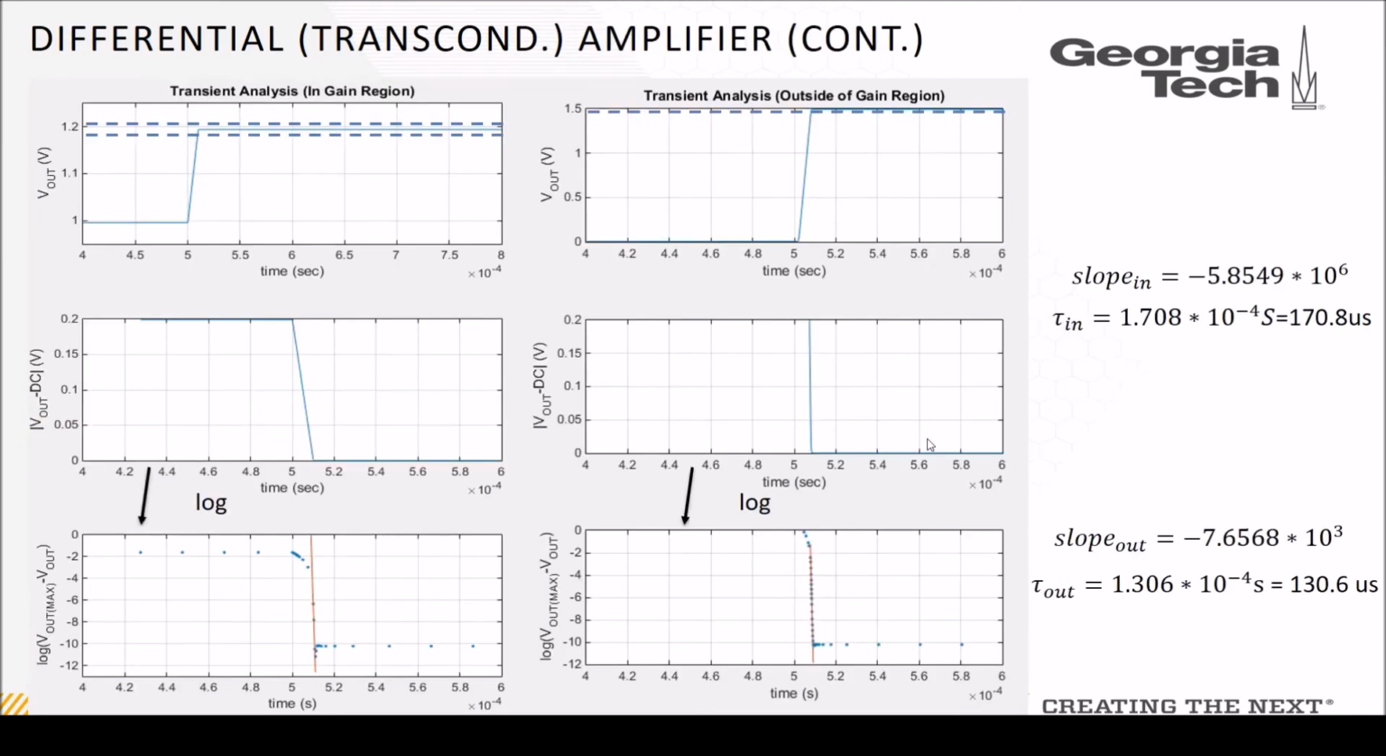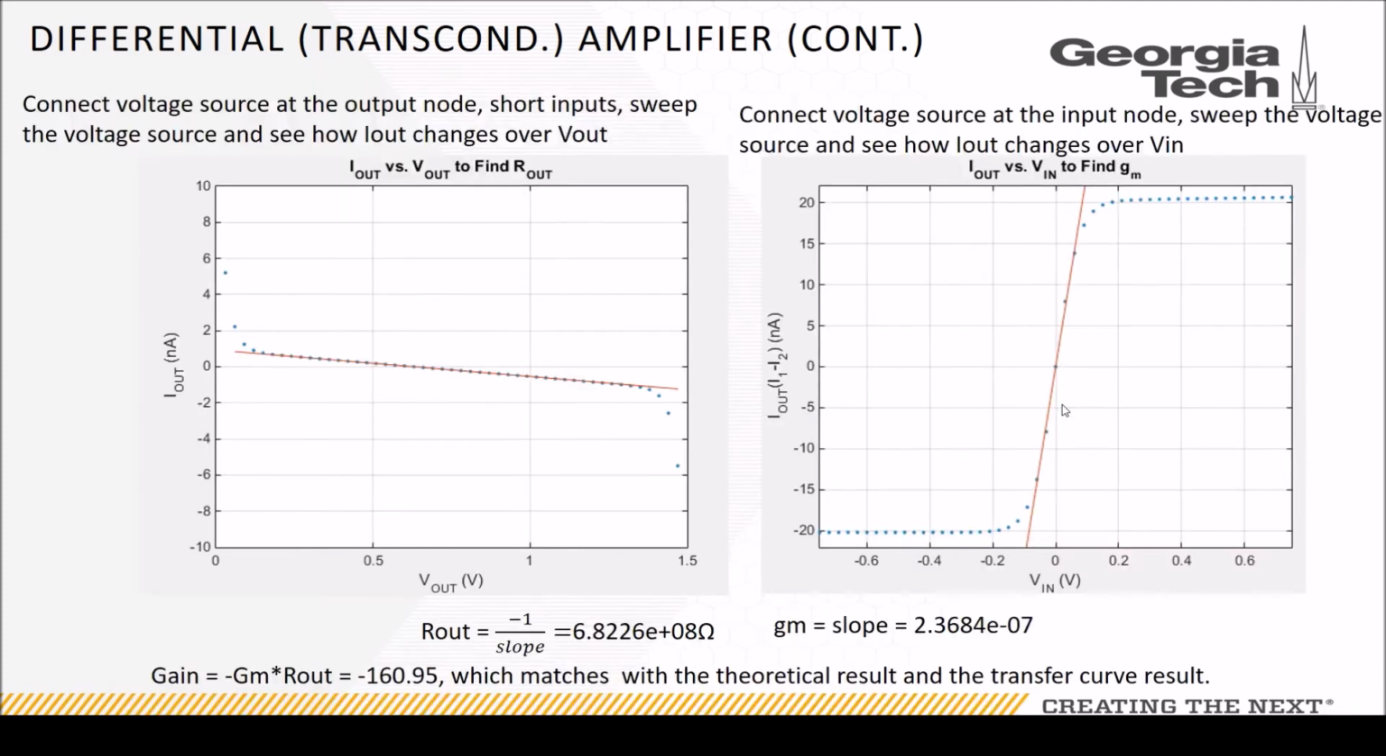And for the transient analysis, we follow the same procedure. We have two waveforms, one in gain and one out gain, and then we flip them, take the natural log, and curve fit to get the time constants. As you can see, the two time constants are really close. So there's another way to calculate the circuit parameters.